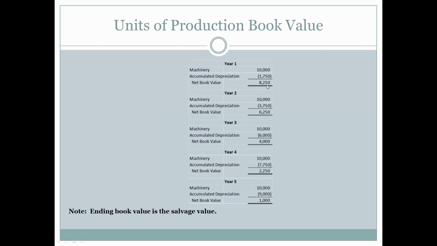So let's look at this. Net book value, net book value, net book value based upon each year that we've depreciated it, and again, varying amounts because it's units of production based upon the production that is used in each one of these years. And then ending book value is salvage value, and that makes sense because we've calculated depreciation on the assumption that we were going to depreciate $9,000.